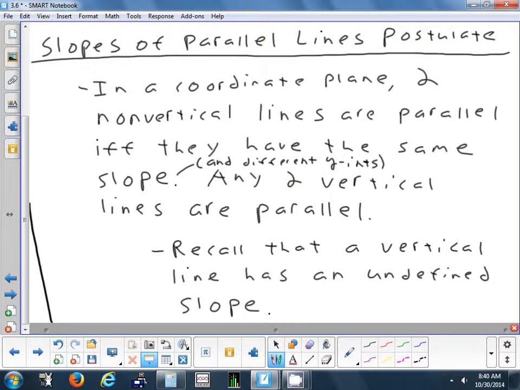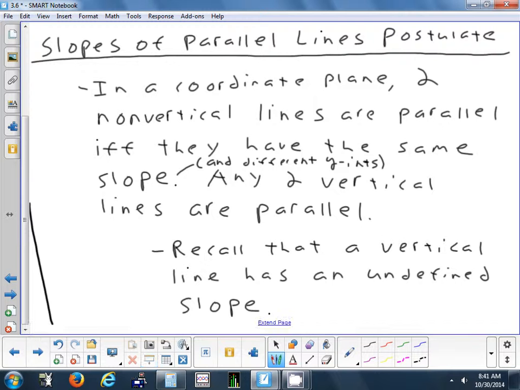We already went over this fact. A vertical line has an undefined slope. How about the line that's perpendicular to vertical, horizontal? What kind of slope does a horizontal line have? Well, there is a slope. There is a number for it. 0 slope. So it's the number that represents that, 0. Any question on the slopes of parallel lines postulate or the statement that I added in?